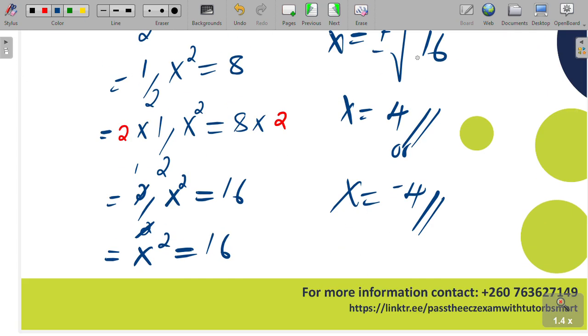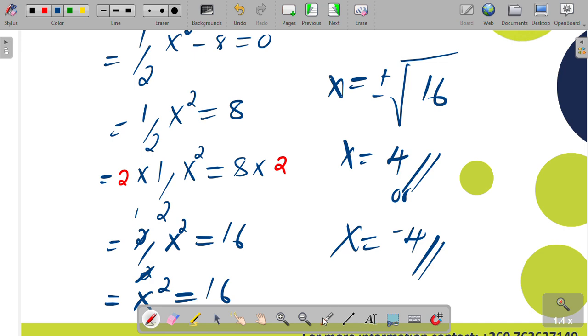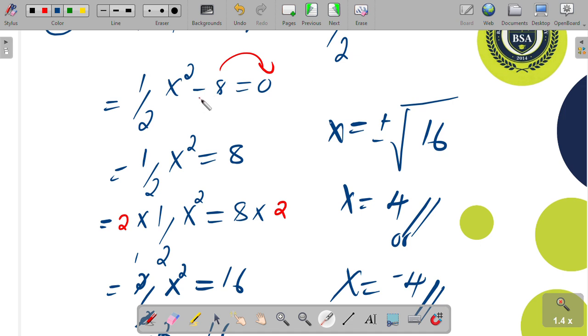Make sure that you go through all the steps. Just do a quick recap. So here you move 8 to the right side, so that you get rid of the form of equation with 0. This is what we had here after moving the negative. And remember, when the negative crosses the equal sign, it changes to positive. This is why it is just 8 here. So this is what we did.